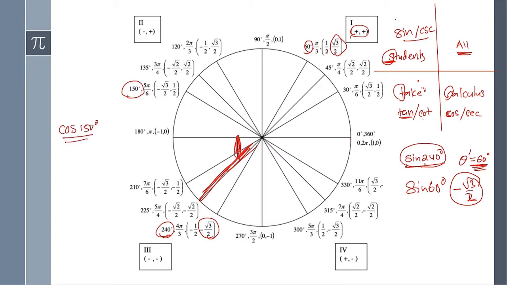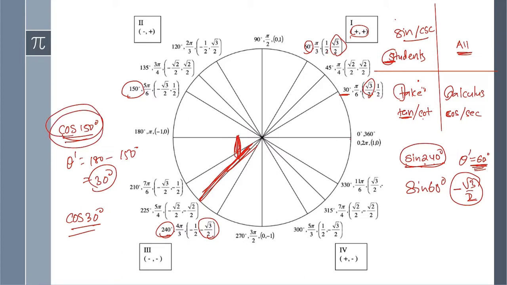Now go ahead and find the reference angle for 150. For the angles in the second quadrant, the reference angle is given by 180 minus whatever that angle is, and here it is 30 degrees. Now I look at cosine 30 degrees. I go to the first quadrant, I already know the value, so cosine 30 degrees is square root of 3 over 2. But now cosine 150 is in the second quadrant.